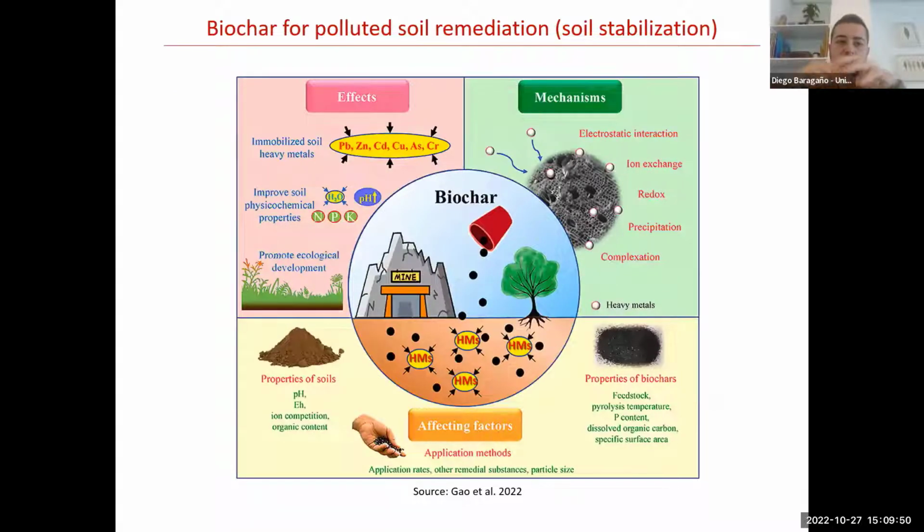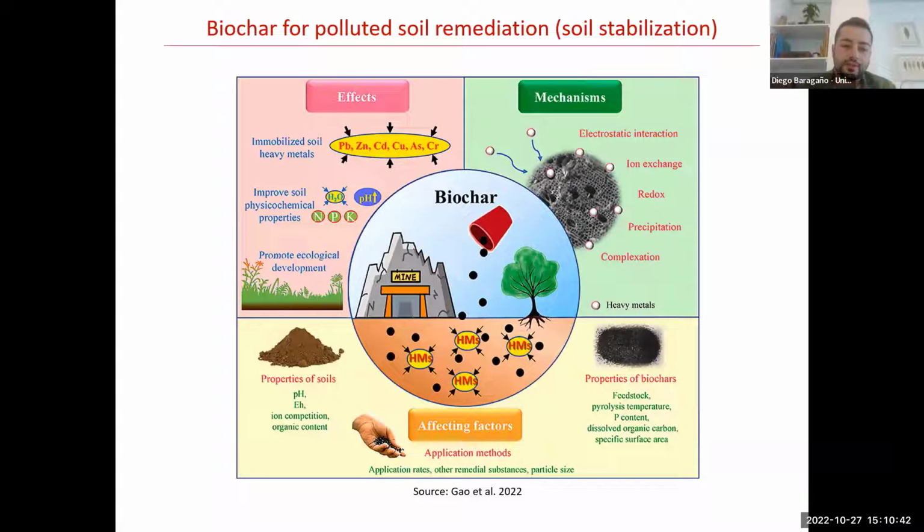The application of biochar for soil stabilization is not only focused on the immobilization of the pollutants. We have different effects. The most important for us is the immobilization of lead, zinc, cadmium, and copper by different mechanisms, for example, electrostatic interaction, ion exchange, complexation, or precipitation. But we also have other good inputs. For example, we can improve the soil physicochemical properties, increase the water holding capacity, add nutrients to the soil, and improve the pH in the case of acidic soils. So we have a versatile material that can resolve not only problems about pollution, but also from the point of view of restoration of degraded soils.